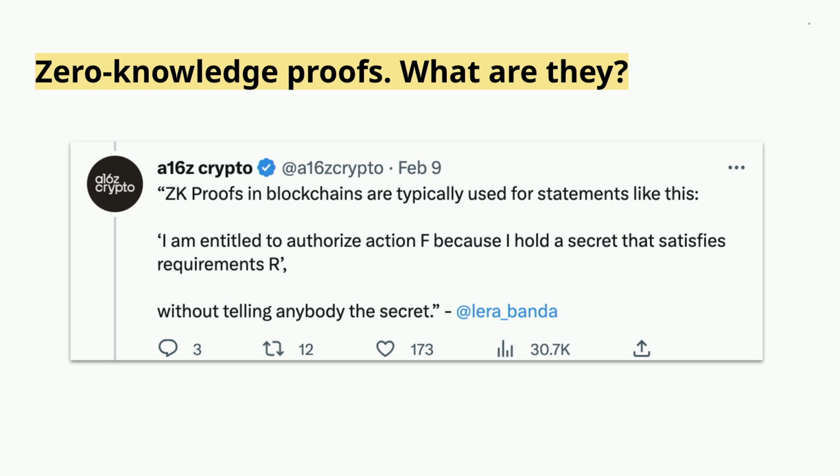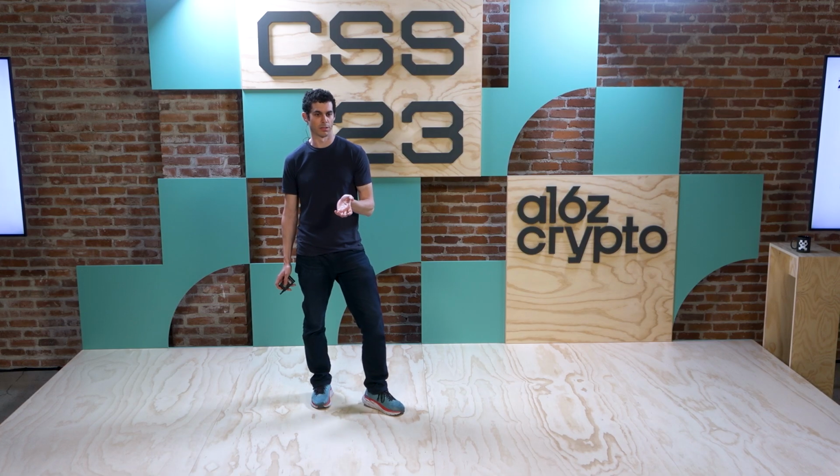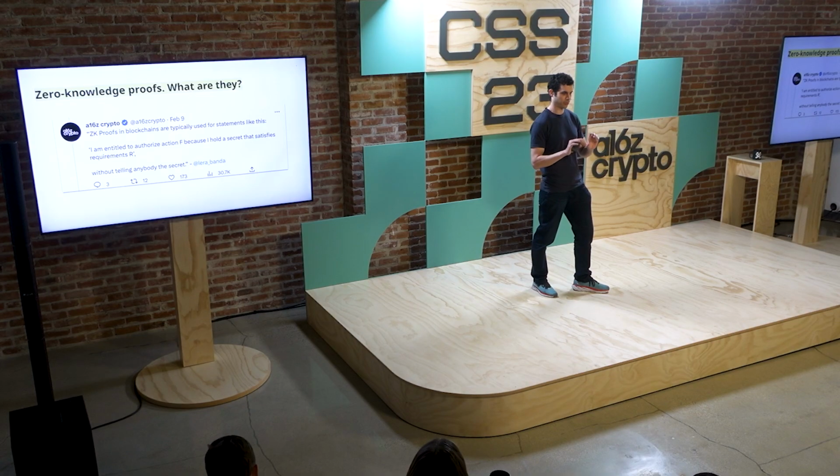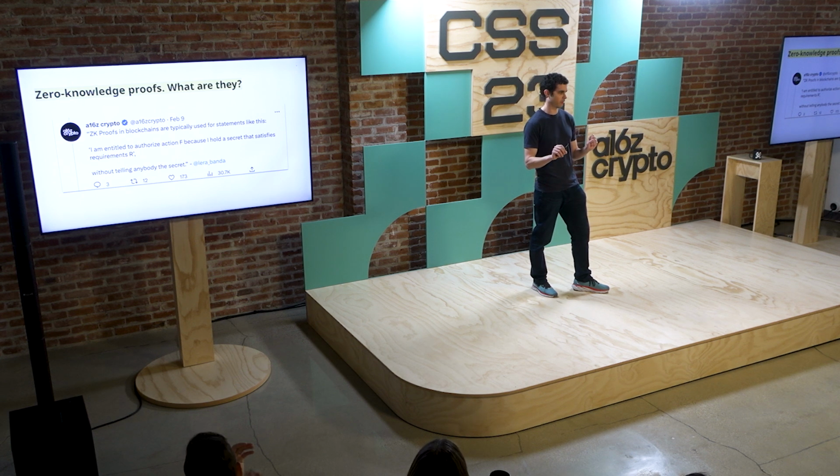Lara, who's speaking tomorrow, another colleague from the research team, said ZK proofs in blockchains are typically used for statements like this: I'm entitled to authorize action F because I hold a secret that satisfies requirements R, without telling anybody the secret. This is actually very close to how I think about zero knowledge. Proper zero knowledge means the prover is proving they know some secret information. They want to prove they know it, but don't want to reveal anything about the secret to the verifier, other than, of course, that they know it.